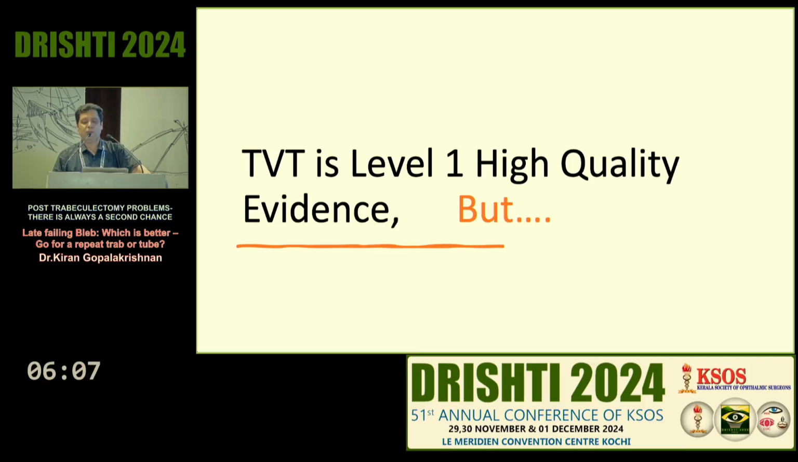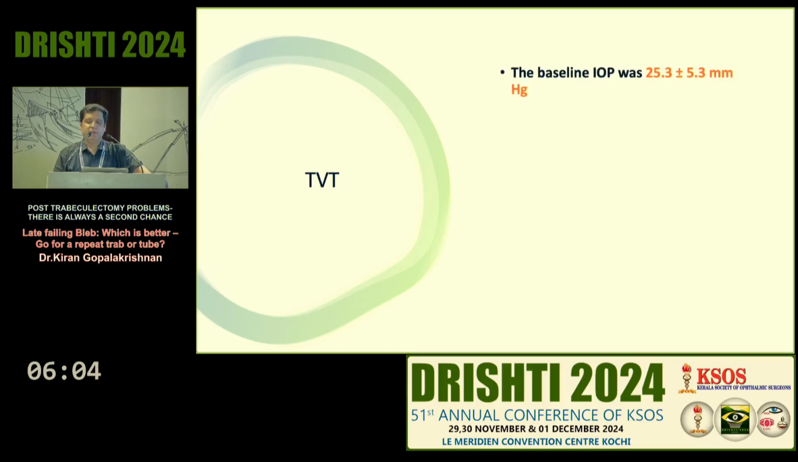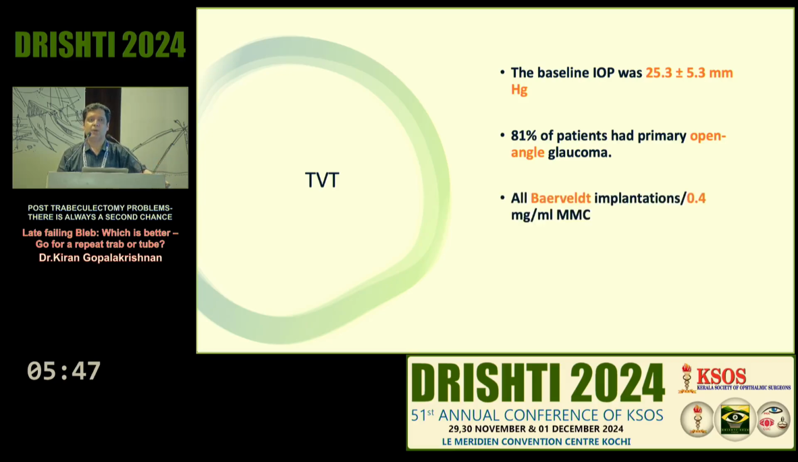Now TVT is level 1 high quality evidence, but the TVT patients had a baseline IOP of 25 plus or minus 5. We will have patients with much higher ranges of IOP in our practice. 81% of the patients had primary open angle glaucoma. Would it be different between the two procedures if you had a higher percentage of angle closure glaucomas, as we have? All the patients in TVT had a Baerveldt implantation and 0.4 milligram per ml of mitomycin C. We will use a combination of both valved and non-valved devices and generally use lower concentrations of mitomycin C. And of course, TVT's data is from the most accomplished surgeons. In the real world, patients will have to deal with surgeons like me as well.